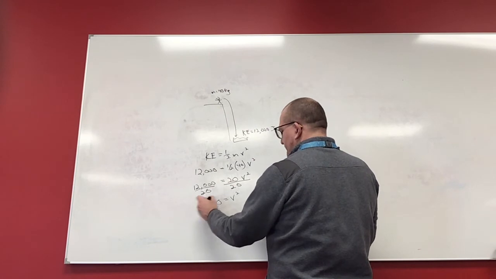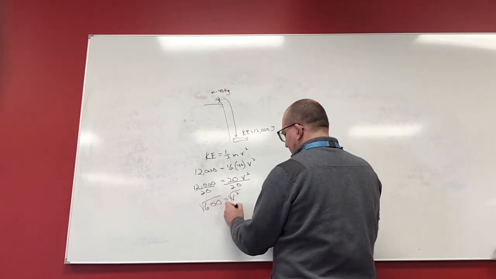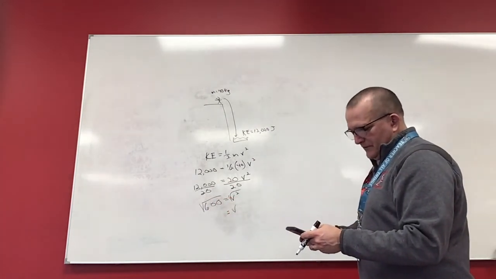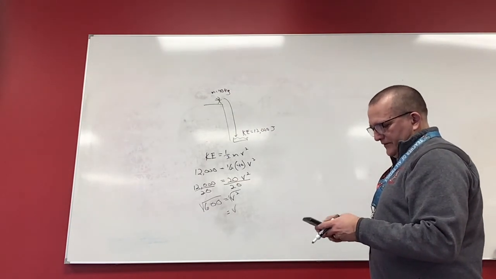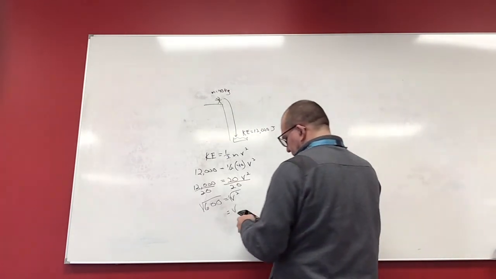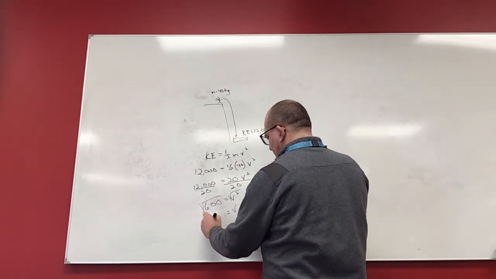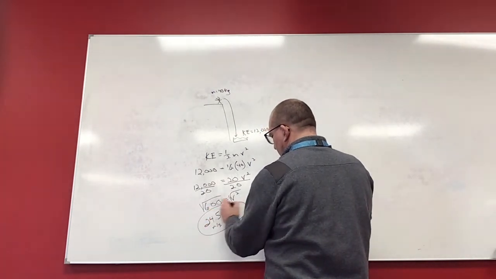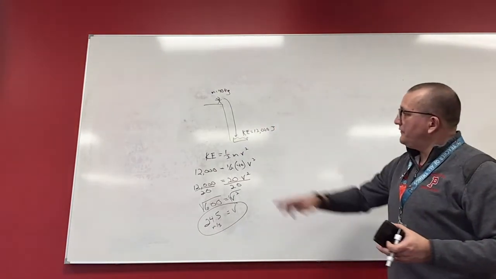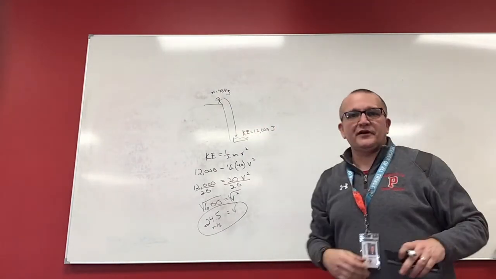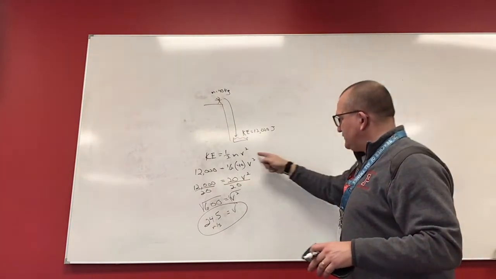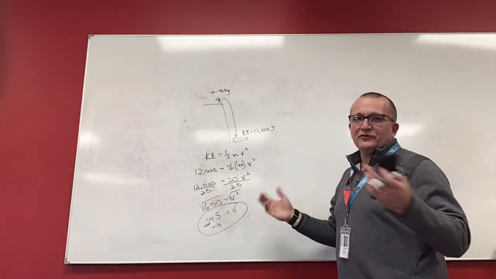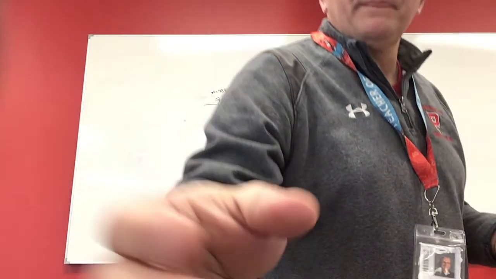And then to solve for v, I take the square root of both sides. So I take the square root of 600, and I get 24.5 meters per second. So that's how fast the diver is right before they strike the water. So using the equation, just solving for v. Don't forget to take the square root. That's where most people make the mistake.